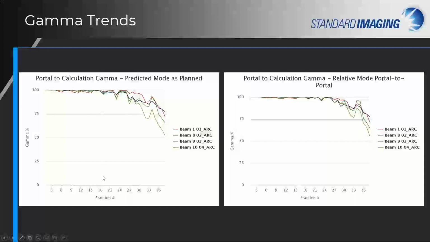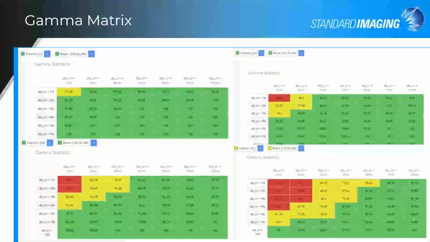So through, I would say, fraction 18, 19, 20, things look good. You had a couple of blips here. We had what looks like some type of isolated incident, could be a positioning issue here. And then things started to rapidly drop off. So the question is, what happened there? One of the things that you can use to further put some quantitative evaluation behind that is coming in and looking at the gamma matrix.